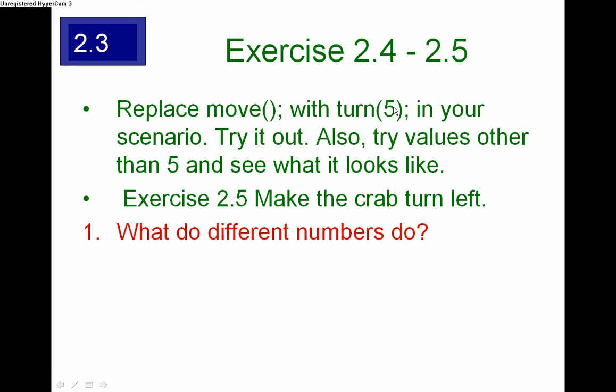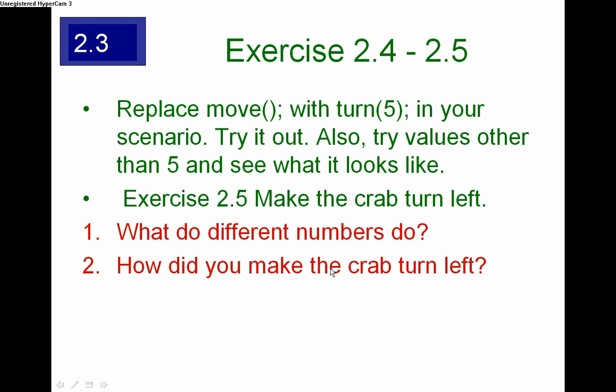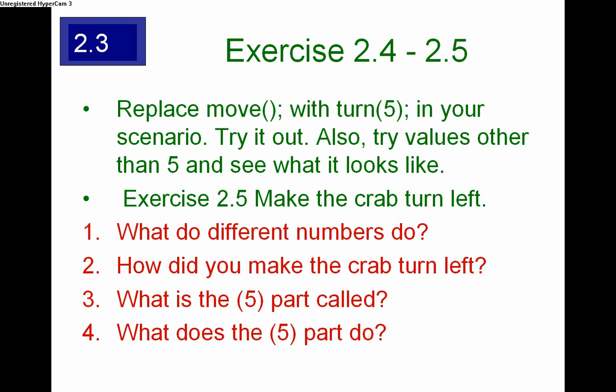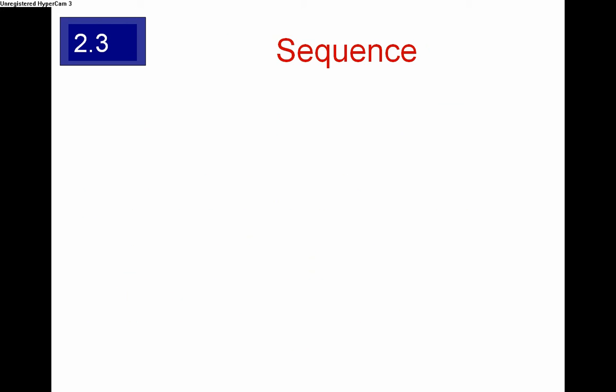What do the different numbers do? When you change the 5 to like a 23, what's the difference? How did you make the crab turn left? What is the 5 part called? When you have to give additional information to a method, what is that called? And what does a 5 do? Why do you have to put it there? Answer those questions.